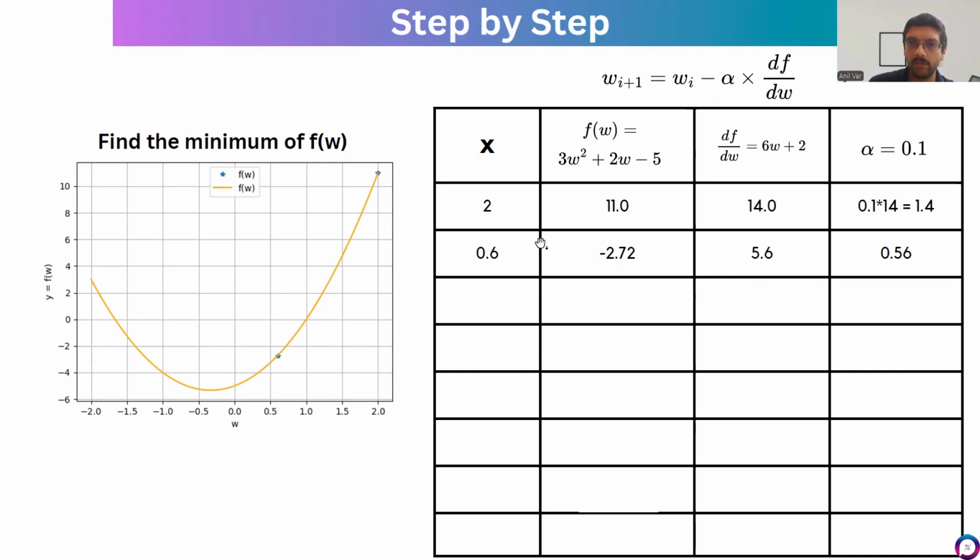You're at I plus 1 now. Next iteration, the function is now minus 2.72. So you've already gone from 11 to minus 2.7. That's quite a jump. What's the derivative? The derivative is also smaller. It's 5.6. And so now the step you have is 0.1, which is the learning rate, times 5.6, which is 0.56. So now you subtract that from 0.6.